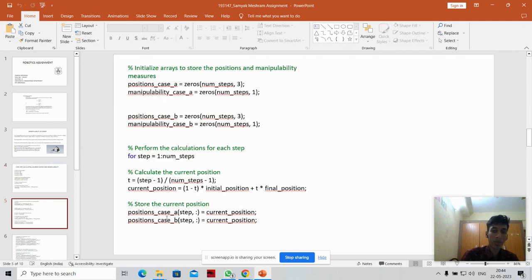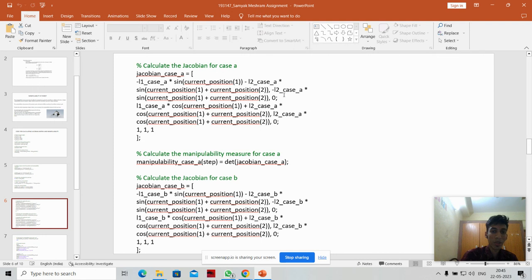To store the data of the Jacobian matrix and the calculations, we first need to initialize the arrays to store the position and manipulability measures. So we created four arrays, two for case A and two for case B. Then, for performing the calculation of the Jacobian matrix at each different position, we initiated a for loop which consisted of 20 iterations as in our case. This is the code for calculating the Jacobian matrix, and this is the code for determining the determinant of the Jacobian matrix, which in our case is manipulability.